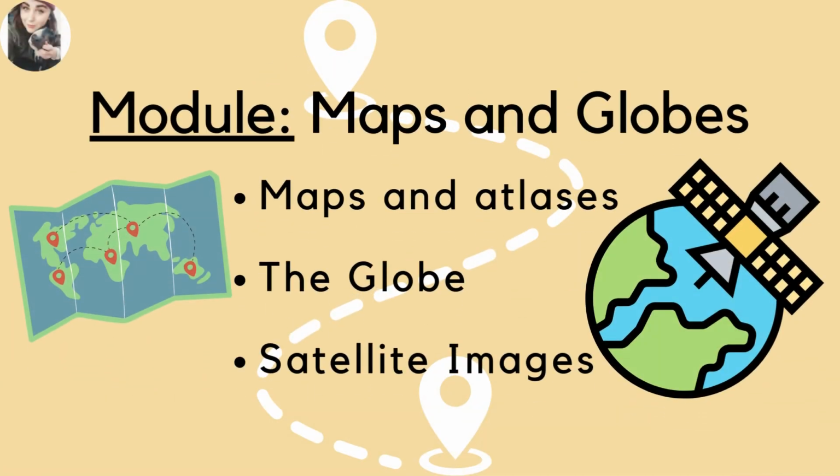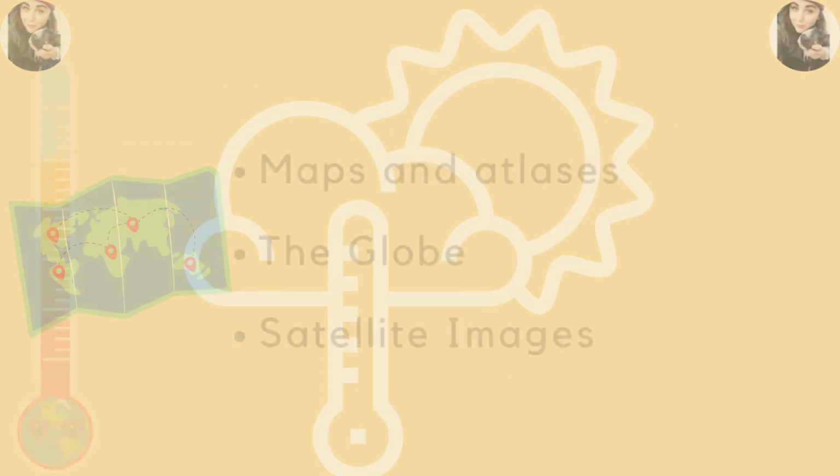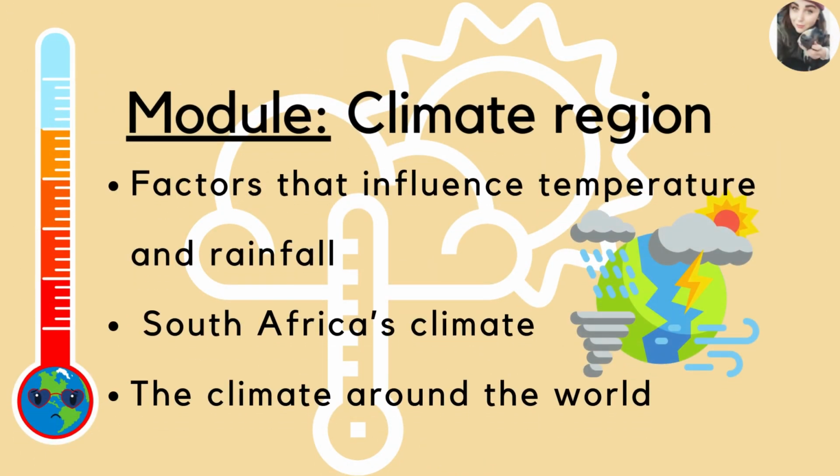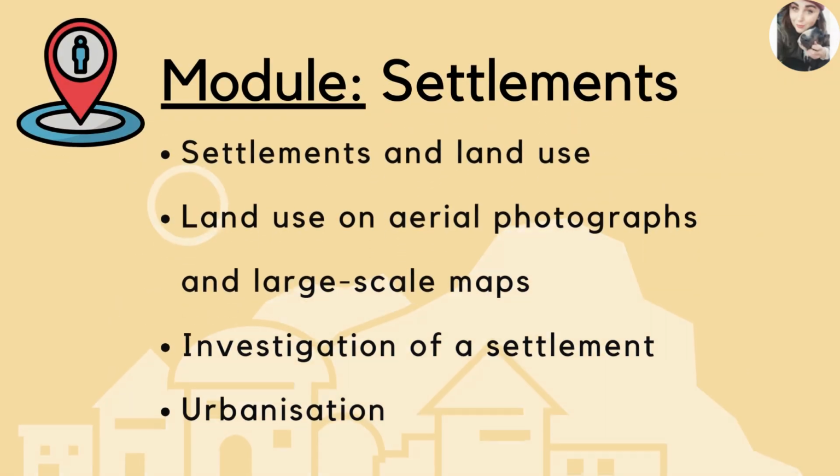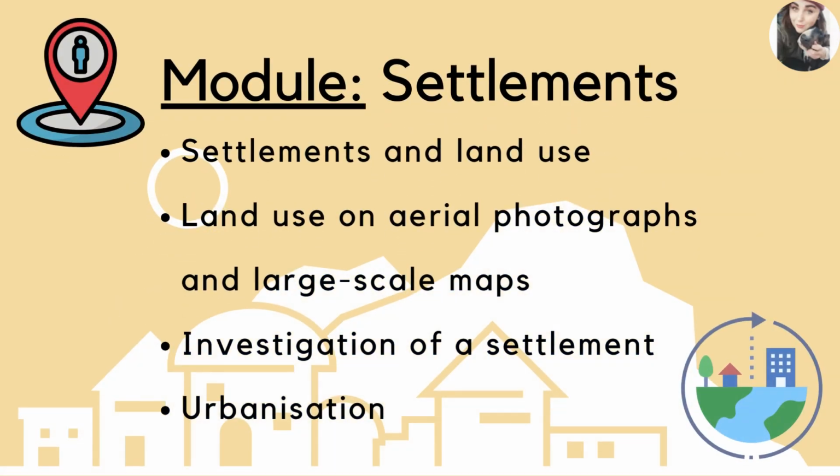Our first module in geography is maps and globes. We'll be focusing on subtopics like maps and atlases, the globe, and satellite images. Our next module is climate regions. The subtopics for this fall under factors that influence temperature and rainfall, South Africa's climate, and the climate around the world. Our third module is settlements.